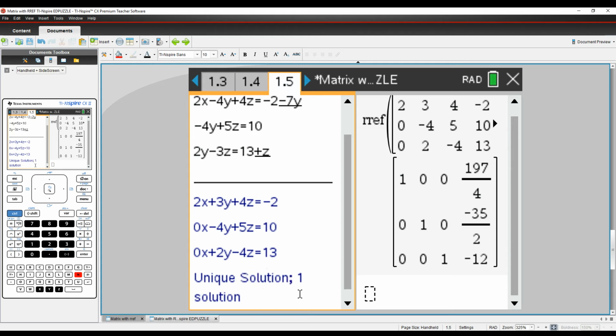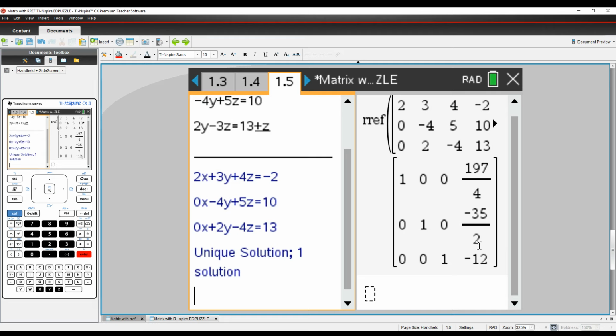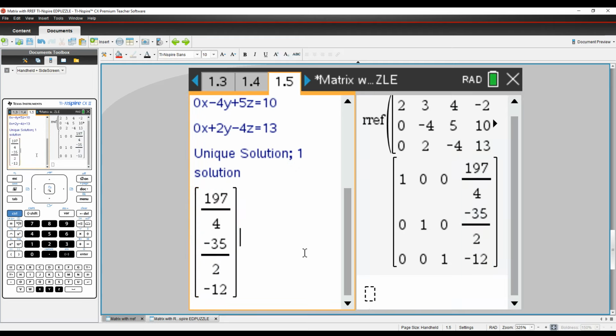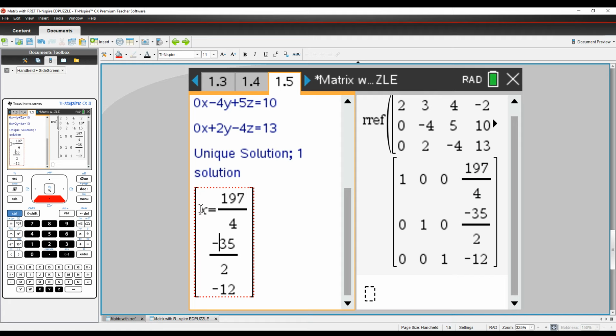And the last column is going to be your solutions. So these numbers right here will be your solutions. Okay? So x equals -197/4. y equals -35/2. And z equals -12.